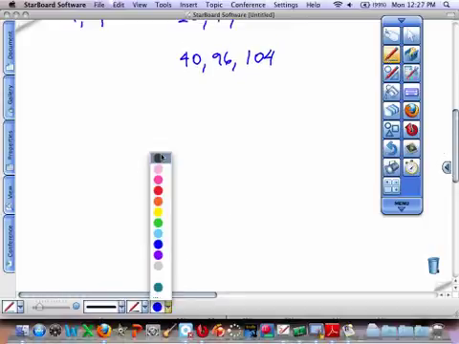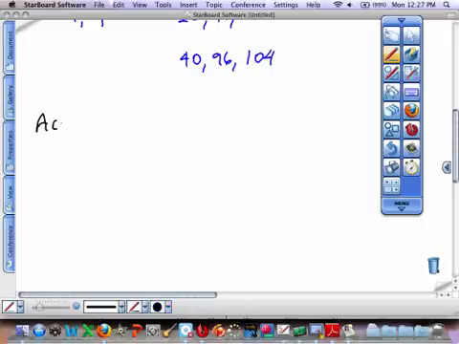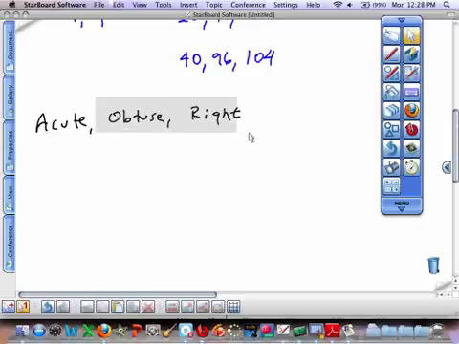Okay. So one thing that's kind of neat is you can actually determine if a triangle is acute, obtuse, or right based on nothing but their sides. We don't know anything about their angles.